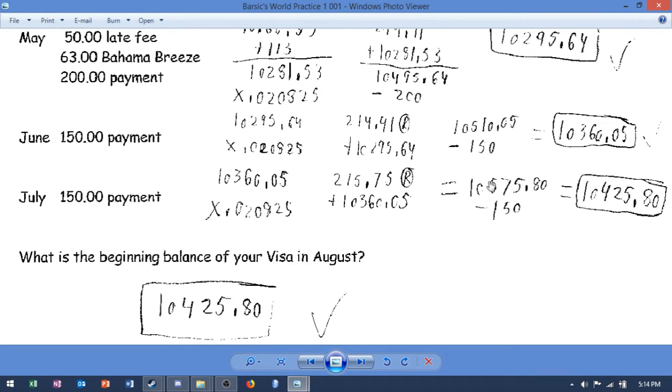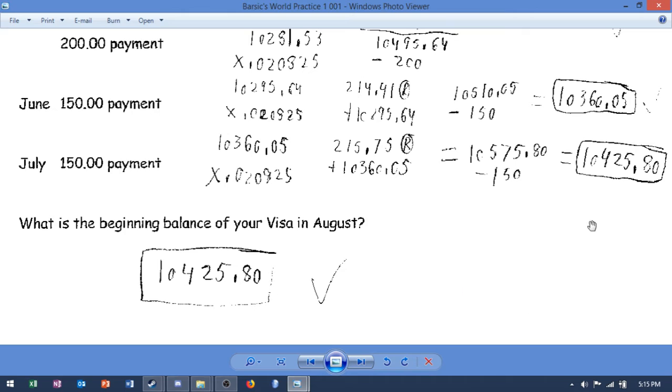And now for the last month, we have the balance times MPR, get your interest, round it again, so I put the R at the circle, add it back in, you get the current balance, minus 150 payment, and this is your final answer, which is over here as well. So when you're all done, your beginning balance for your Visa in August is $10,425.80. So if you get down to this point, you got it right.